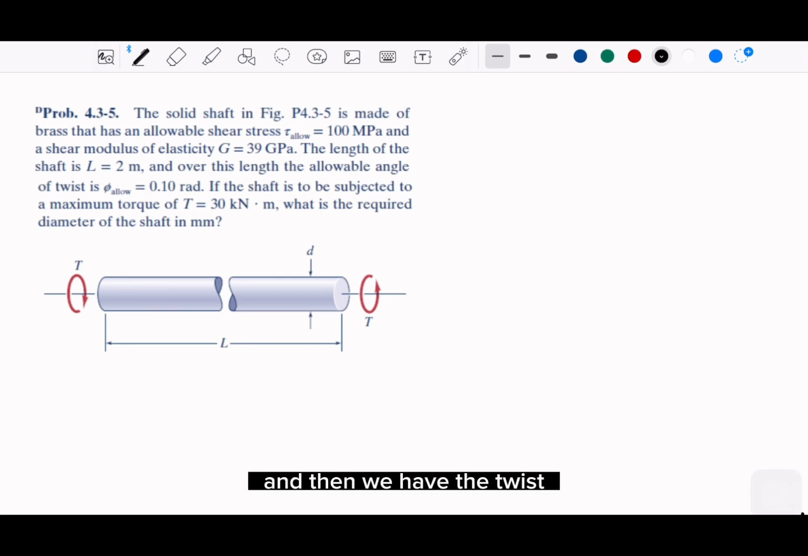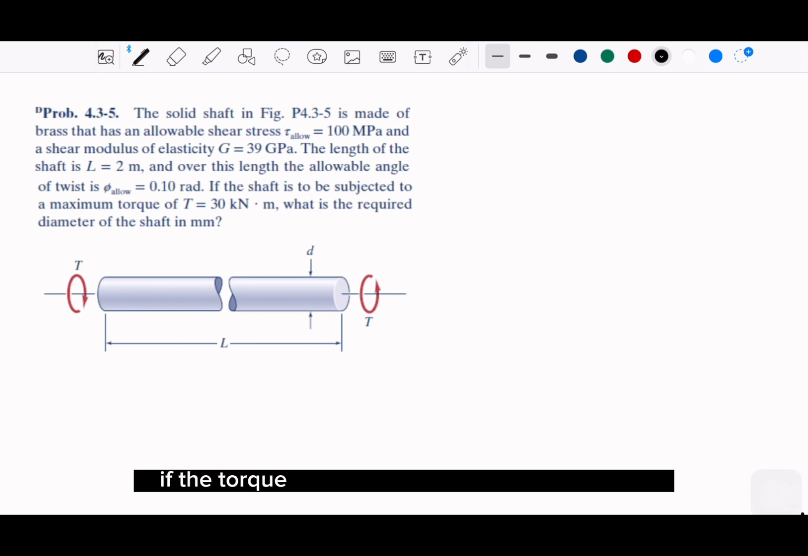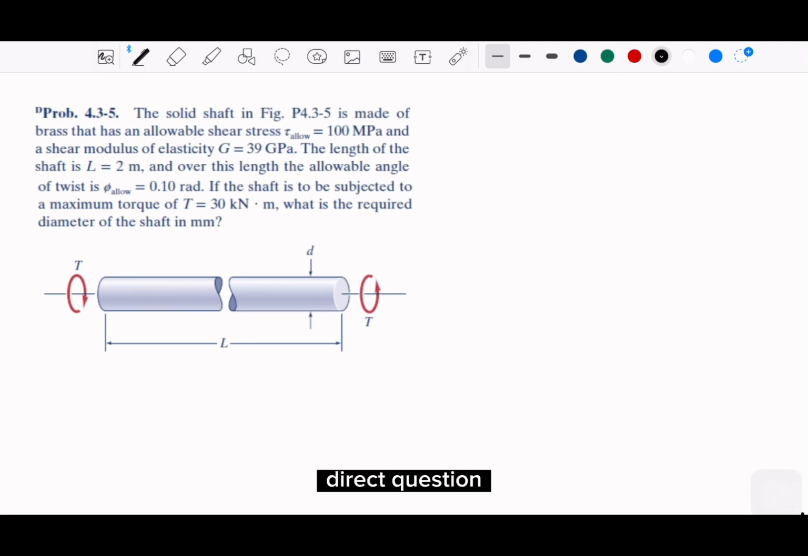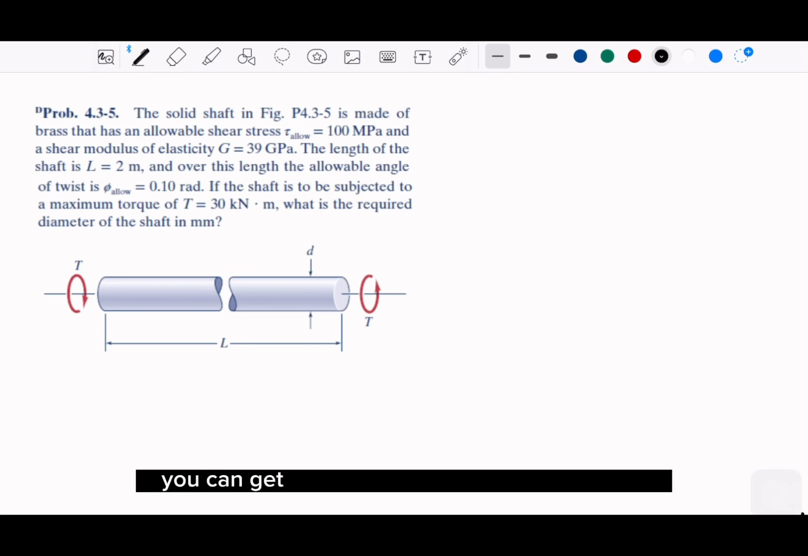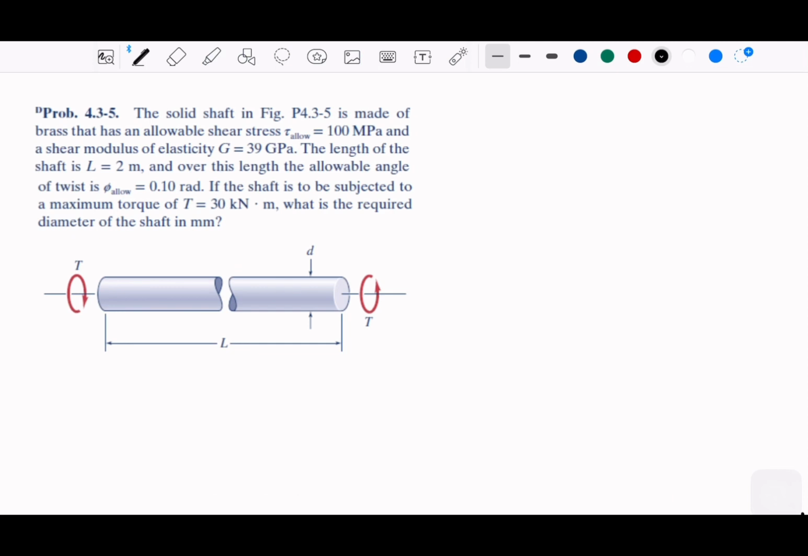And then we have the twist. The allowable twist is 0.1 radian. If the torque applied in the shaft is 30 kilonewton meter, it's asking for the diameter. Okay, so I think this is basically a direct question, so you just need to follow from the shear stress. You can get the allowable shear stress formula, and you get the diameter.